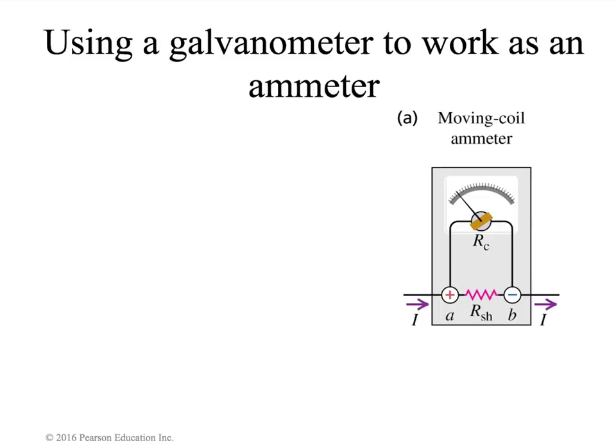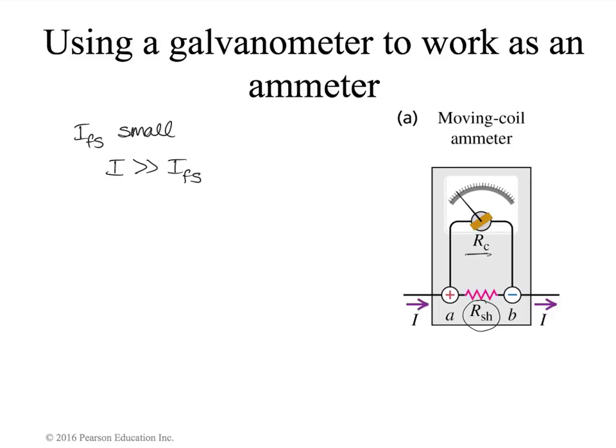Now, if we want to use a galvanometer to work as an ammeter, as you saw previously, the current that the galvanometer can handle, the I full-scale current, is actually pretty small. And we would find that in most cases, the current that we want to measure is going to be probably pretty big compared to that full-scale deflection current. And so what we can do in order to use our galvanometer to work as an ammeter is we actually will connect what we call a shunt resistance in parallel with the coil resistance.